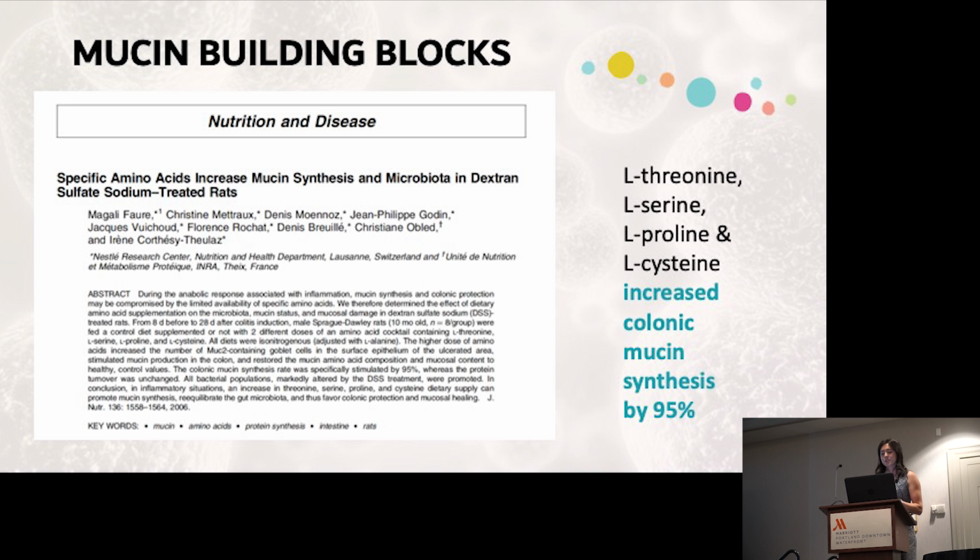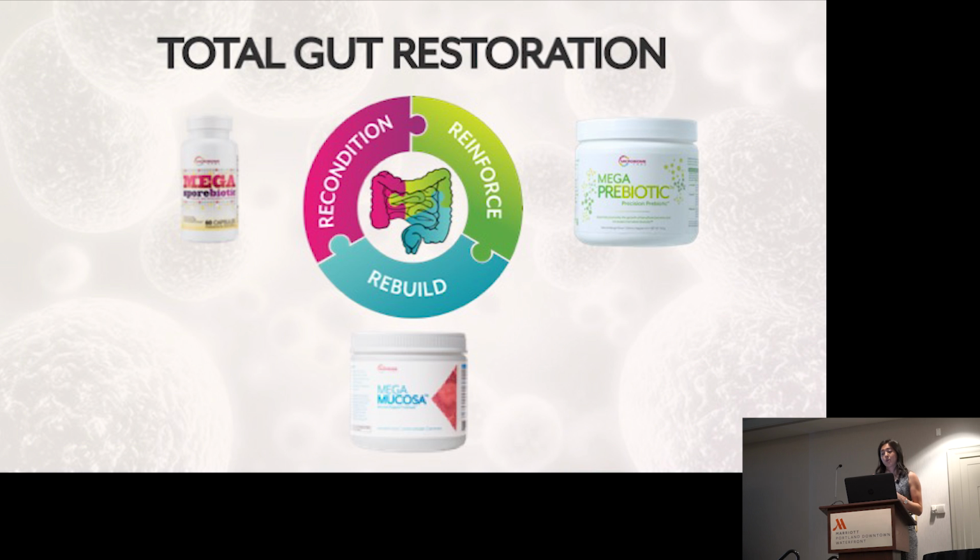And so this is the study that was looking at mucin synthesis. By using threonine, serine, proline, and cysteine, they saw a 95% increase in colonic mucin synthesis. I am running out of time, but that again is the total gut restoration system.